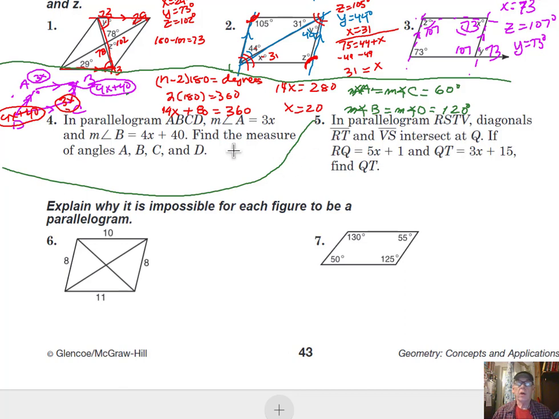Okay, so let's see what we've got over here. Number 5, in parallelogram RSTV. Let me draw a parallelogram here and call it RSTV. As long as you go in clockwise or counterclockwise order, it doesn't matter where you start, unless there's more information. It says diagonals RT and VS intersect at Q. Now remember, one of the properties of parallelograms is that their diagonals bisect each other. So it may not look it in this diagram, but those diagonals cut each other in half at Q.